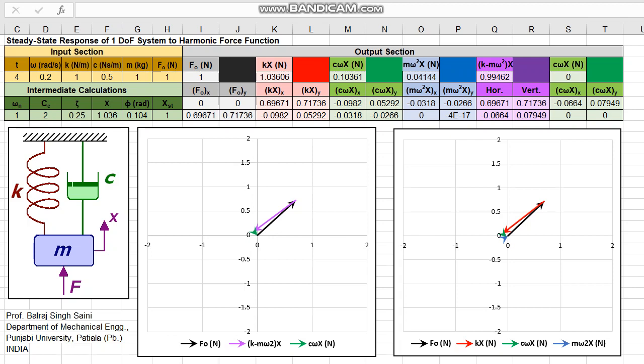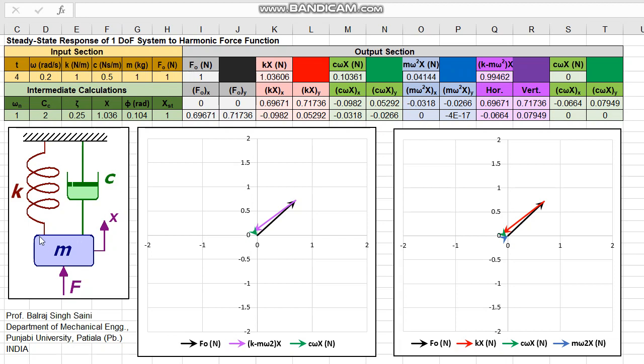Hello viewers, in today's video we'll be learning about the steady state response of a 1 degree of freedom system when it is subjected to harmonic force function excitation. So here on the left we have the representative system comprising the stiffness, damping and mass element, which has been subjected to a harmonic force function whose maximum amplitude is F naught.